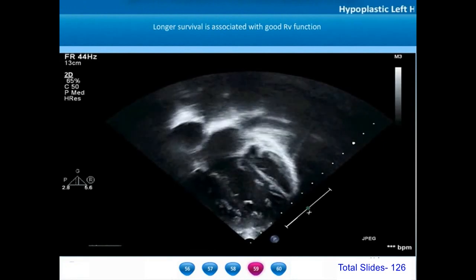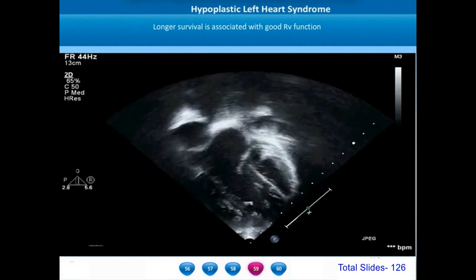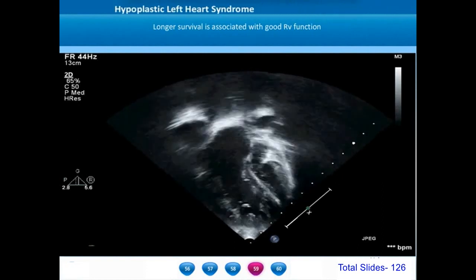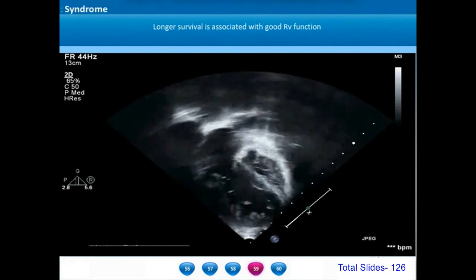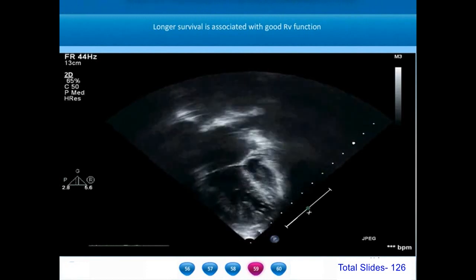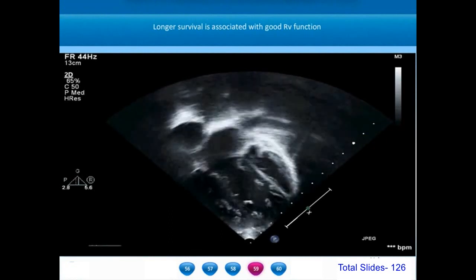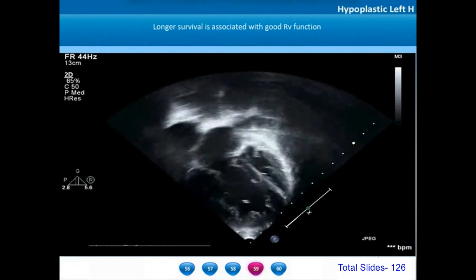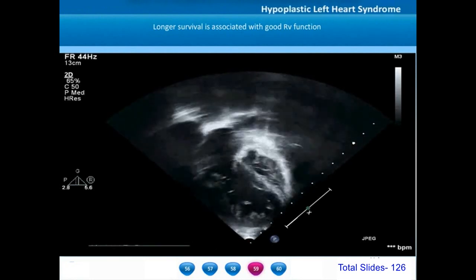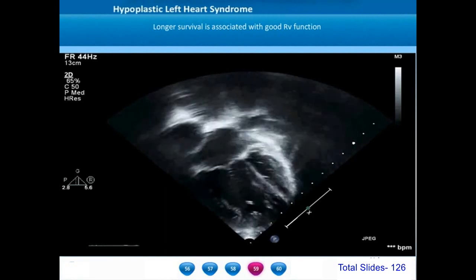When the right ventricular contractility is very good, long-term survival is possible. This is a patient surviving to 7 years of age after extracardiac conduit Fontan surgery, after having completed all the 3 stages of Norwood. We can see that the right ventricular systolic contractility is good and the tricuspid valve coaptation is also very good.